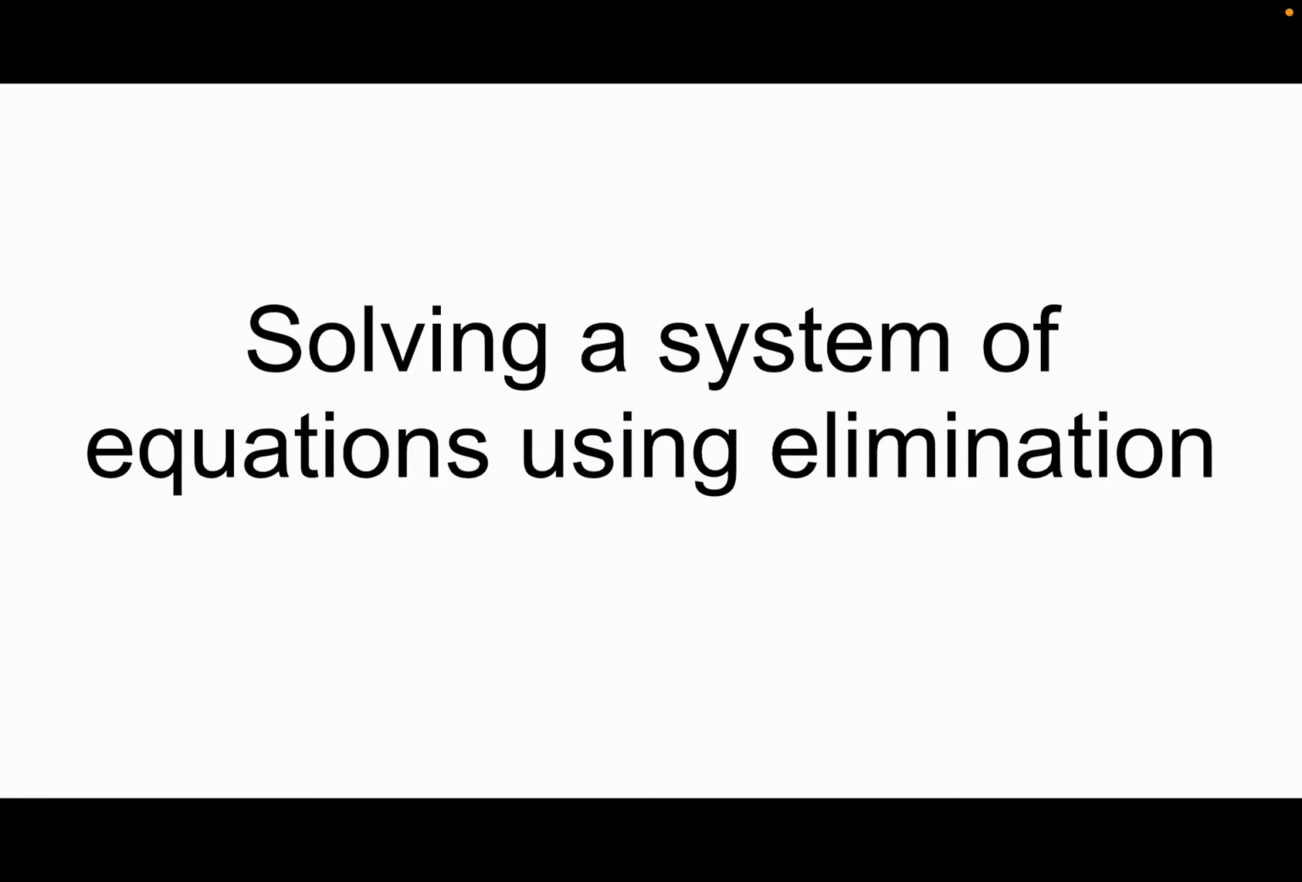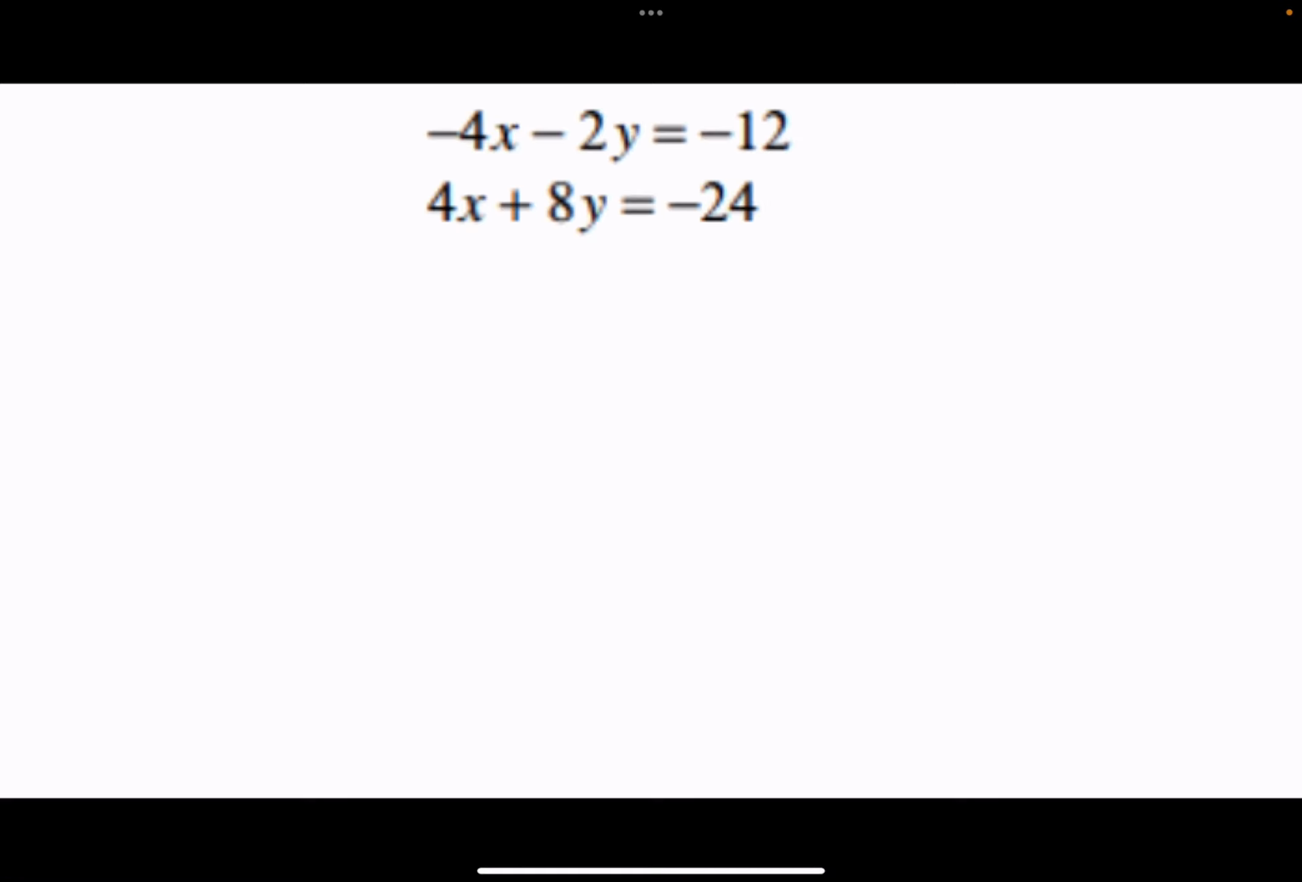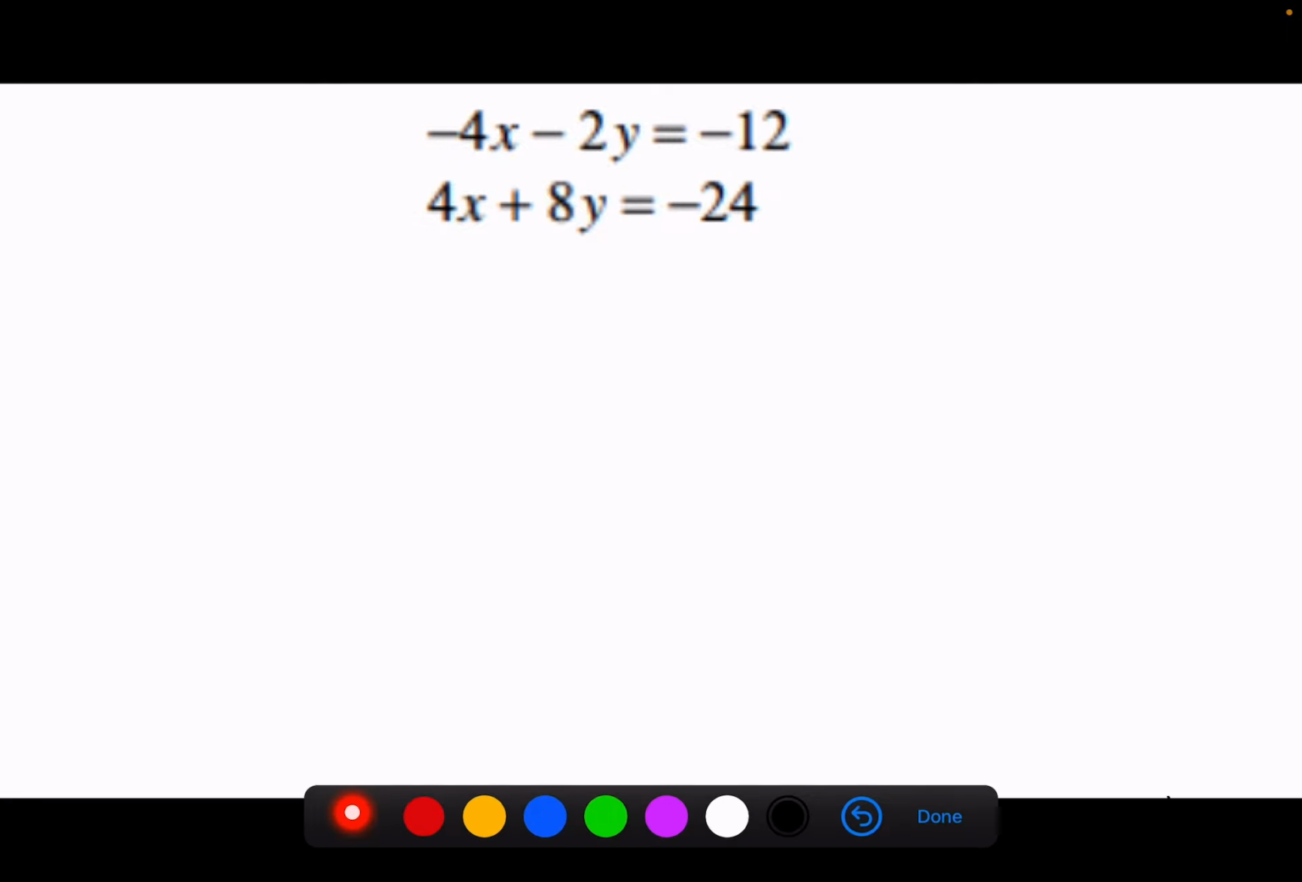Today I'll be solving a system of equations using the method of elimination. So let's go ahead and start. Here we have the system of equations where we have negative 4x minus 2y equals negative 12 and 4x plus 8y equals negative 24.